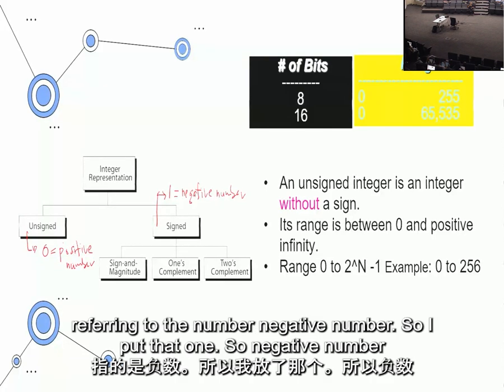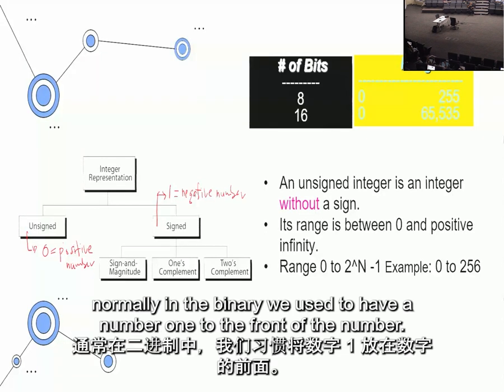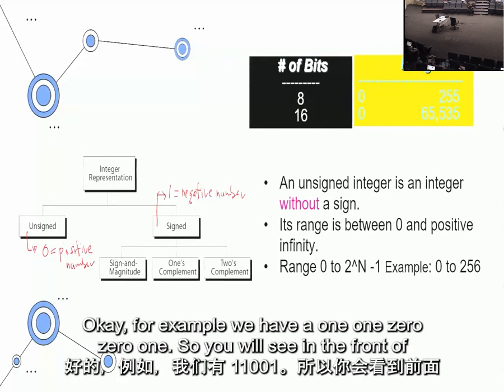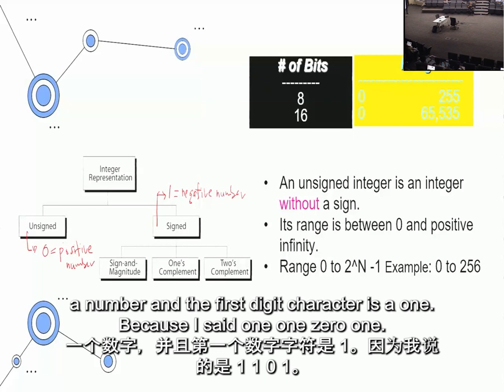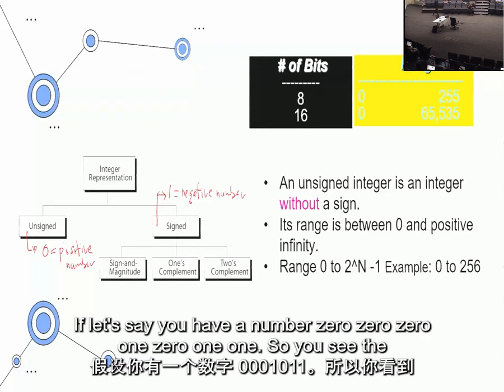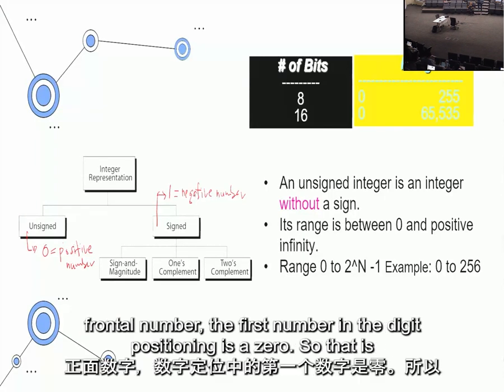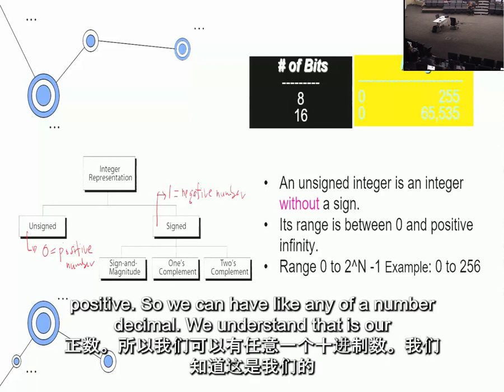So negative numbers, normally in binary, we have a 1 at the front of the number. For example, we have 11001. So you will see in the front of the number, the first digit is a 1. If let's say you have the number 00011011, you see the first digit in the positioning is a 0. So that is positive.